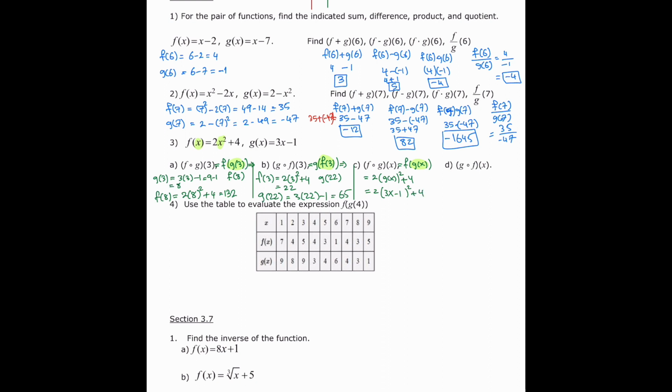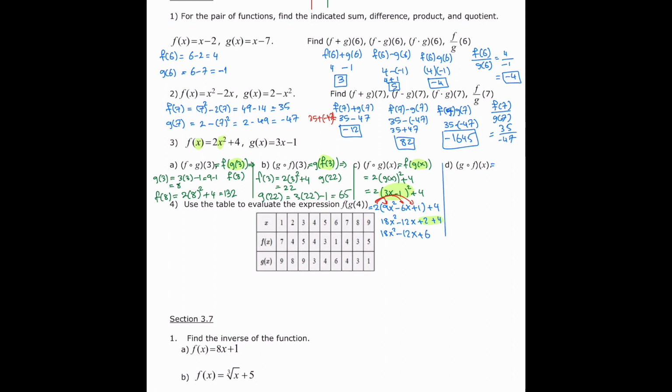Now we need to FOIL this because it's raised to the second power. So this is going to become 2 times 9x squared minus 6x plus 1 plus 4. I just FOILed it here. And then we need to distribute the 2 inside. So we're going to get 18x squared minus 12x plus 2 plus 4. Now we're going to combine like terms, which is those two. So now we have 18x squared minus 12x plus 6. And that is number C.